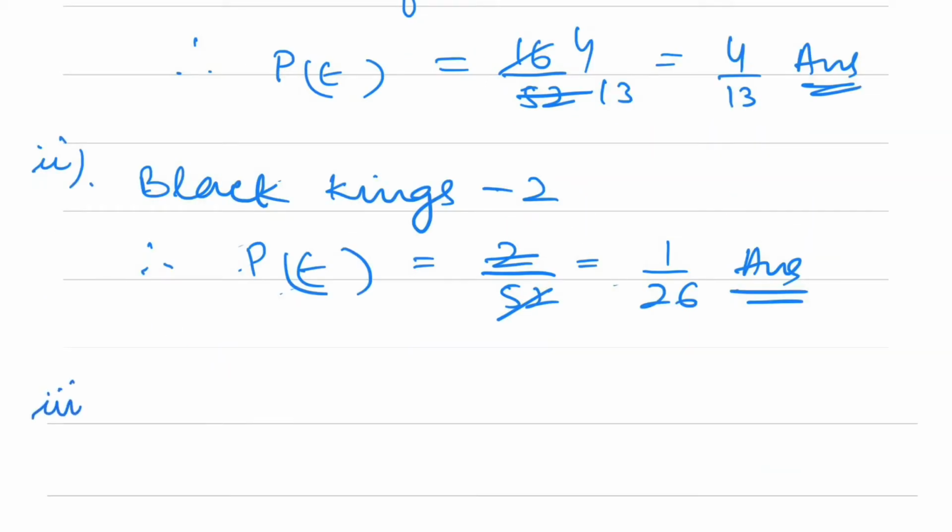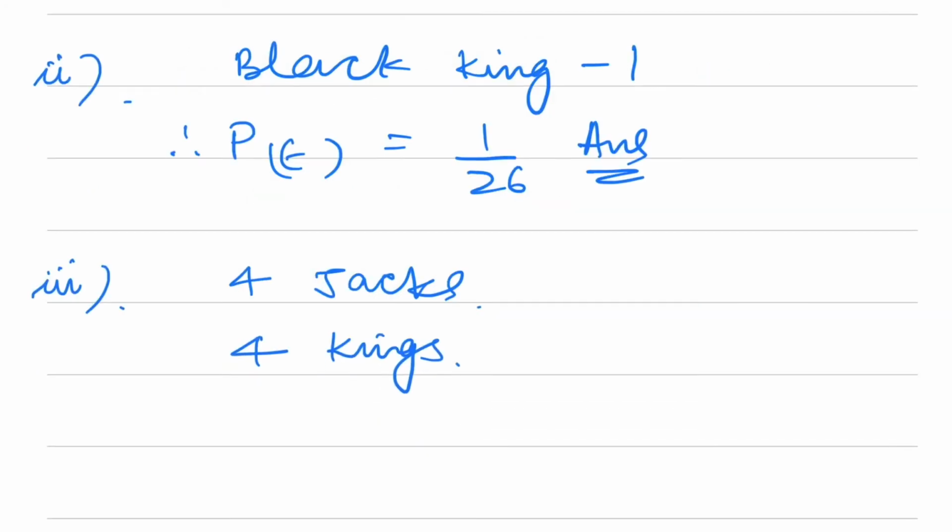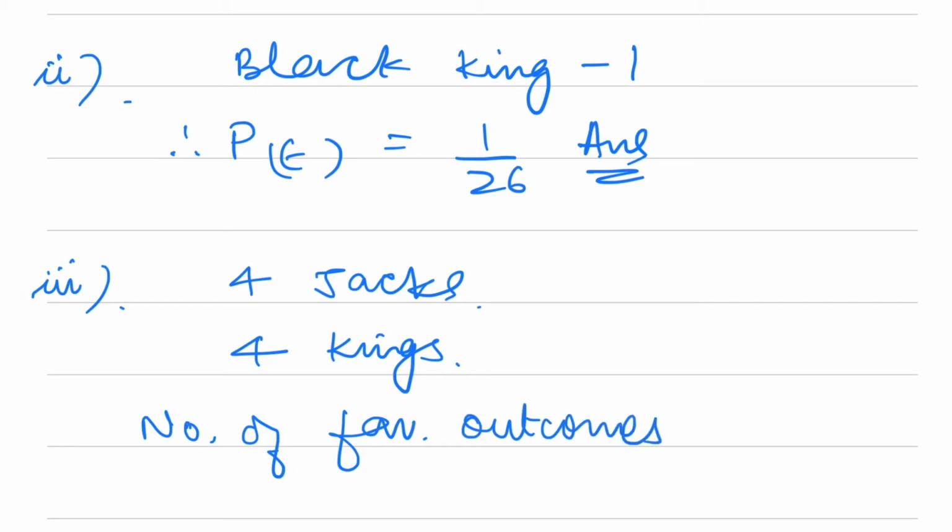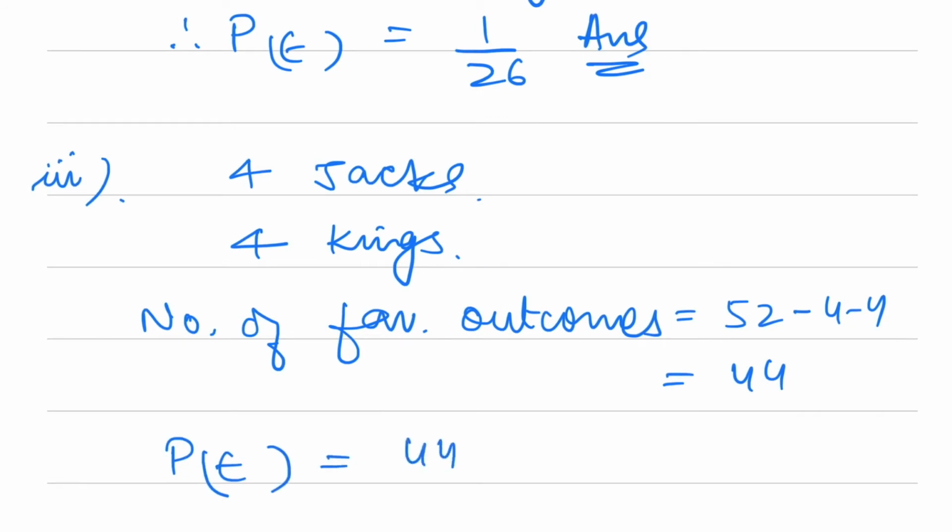Third part, neither a jack nor a king. So there are 4 jacks and there are 4 kings. So the number of favorable outcomes will be equal to 52 minus 4 minus 4. So this is equal to 44. So the probability of this event is equal to 44 by 52. So we have 11 and 13. So 11 by 13 is the answer.